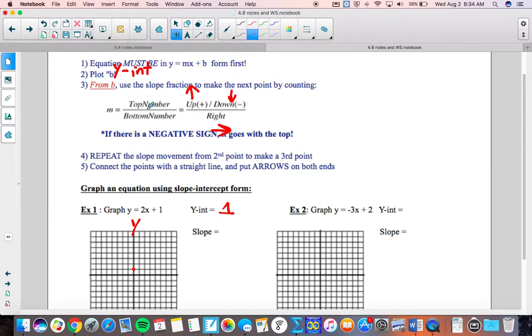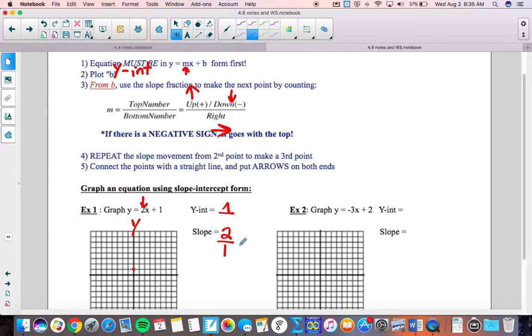From the y-intercept, we're going to use the slope fraction. Oh, whoa, this is the slope, because slope is the value that's being multiplied with x, which in this case is a 2. So that's slope. It says use the slope fraction. Well, the slope is 2. How do I make that into a fraction? If there is no number in the denominator, it is a 1. 2 divided by 1 is the same as 2.